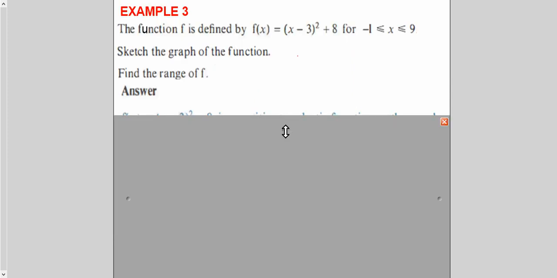Now let's see the last example. The last example has 2 parts in the question. This is a quadratic equation and the domain is minus 1 to 9. And you have to sketch the curve and you have to find the range of f.